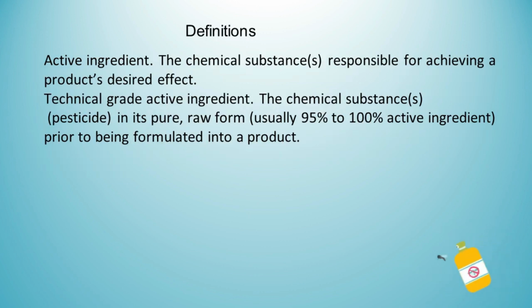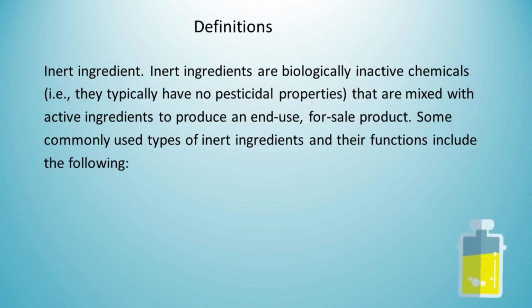Definitions: active ingredient, the chemical substance responsible for achieving a product's desired effect. Technical grade active ingredient. The chemical substance is pesticide in its raw form, usually 95 to 100% active ingredient prior to being formulated into a product. Definitions: inert ingredient. Inert ingredients are biologically inactive chemicals, i.e., they typically have no pesticidal properties, that are mixed with active ingredients to produce an in-use for sale product.